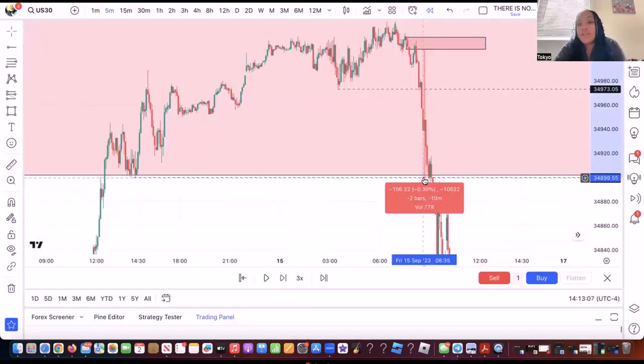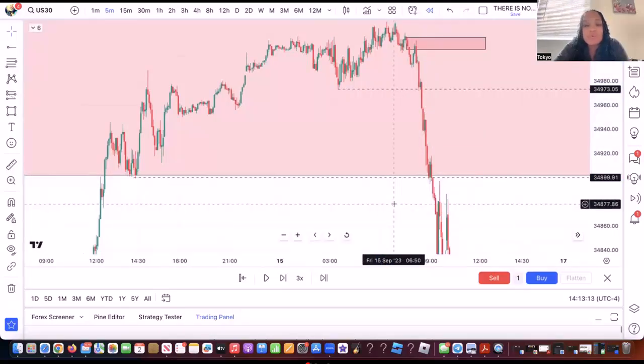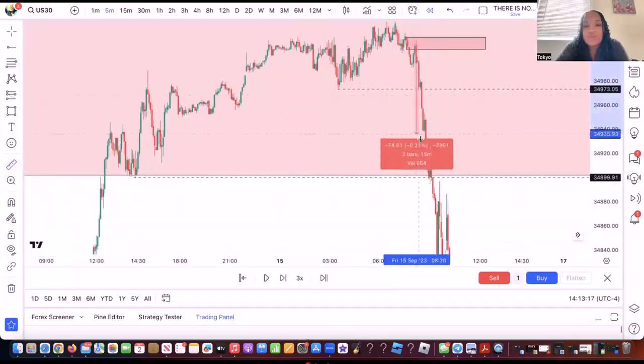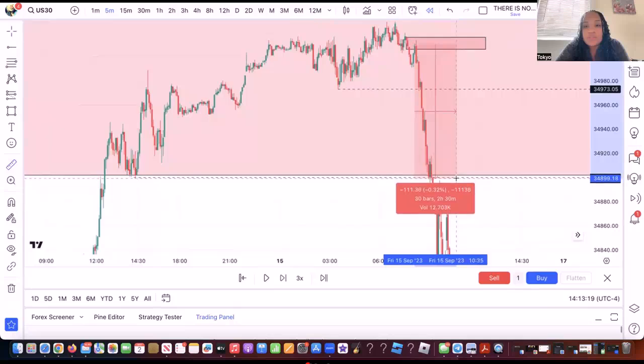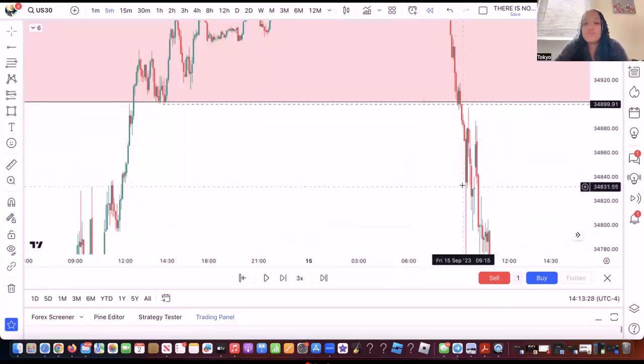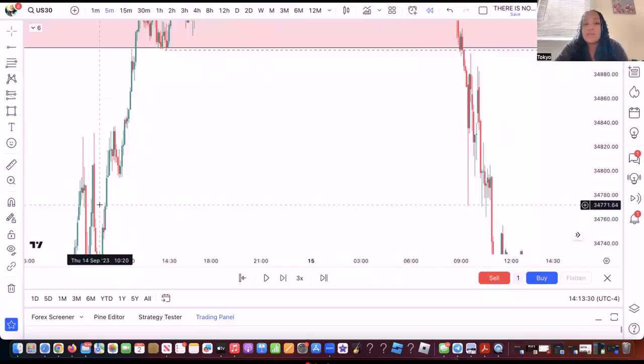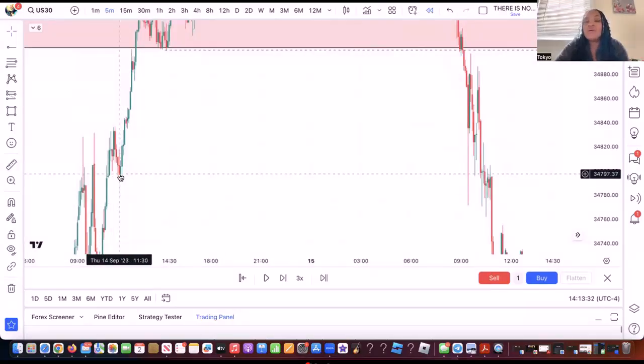Now, if you're a day trader, I feel like 100 points a day with US 30 is perfect. Perfect, wonderful. 100 points a day is wonderful. Let's see how long it would have taken to get from this zone down here. Okay, that's about 2 hours and 30 minutes. Perfect.